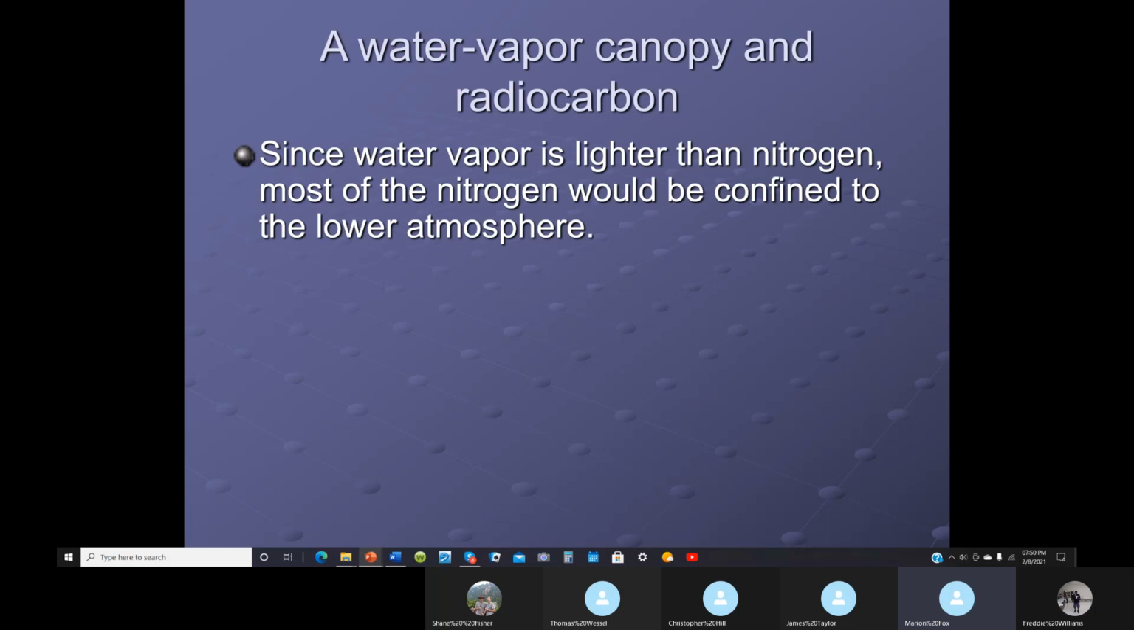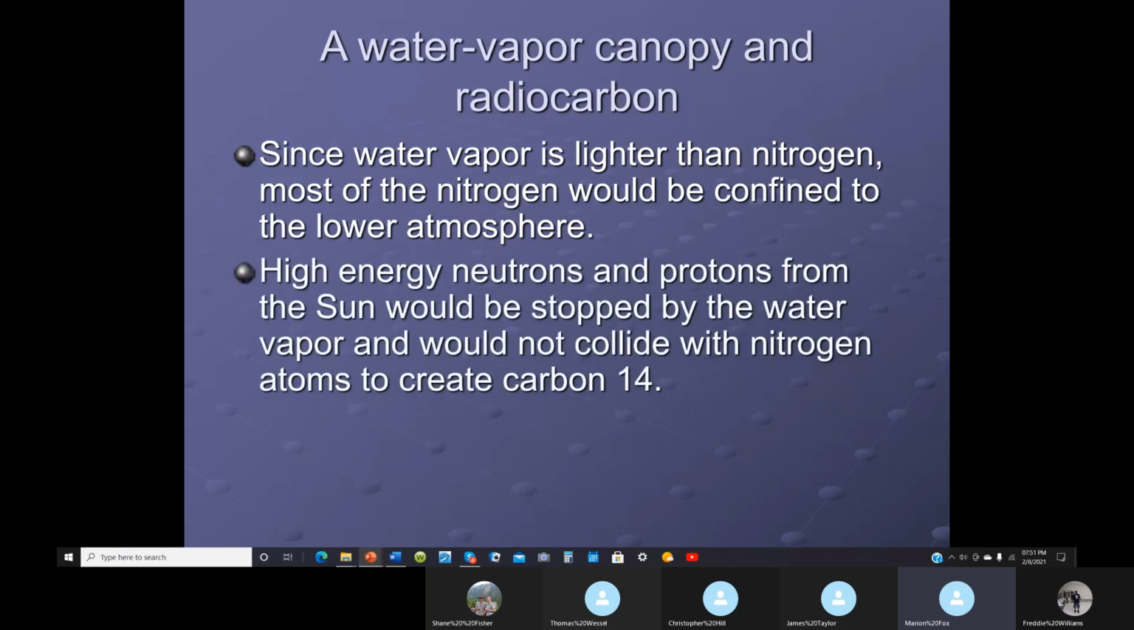Since water vapor is lighter than nitrogen, most of the nitrogen would be confined to the lower atmosphere. Let's talk about the water vapor canopy now and talk about how it might produce radiocarbon. Since it's lighter than nitrogen, most of the nitrogen would be confined to the lower atmosphere, not the upper atmosphere. High energy neutrons and protons from the sun would be stopped by the water vapor and would not collide with nitrogen atoms to create carbon-14. See? Because water vapor is lighter, it'll rise up above the nitrogen in the atmosphere.